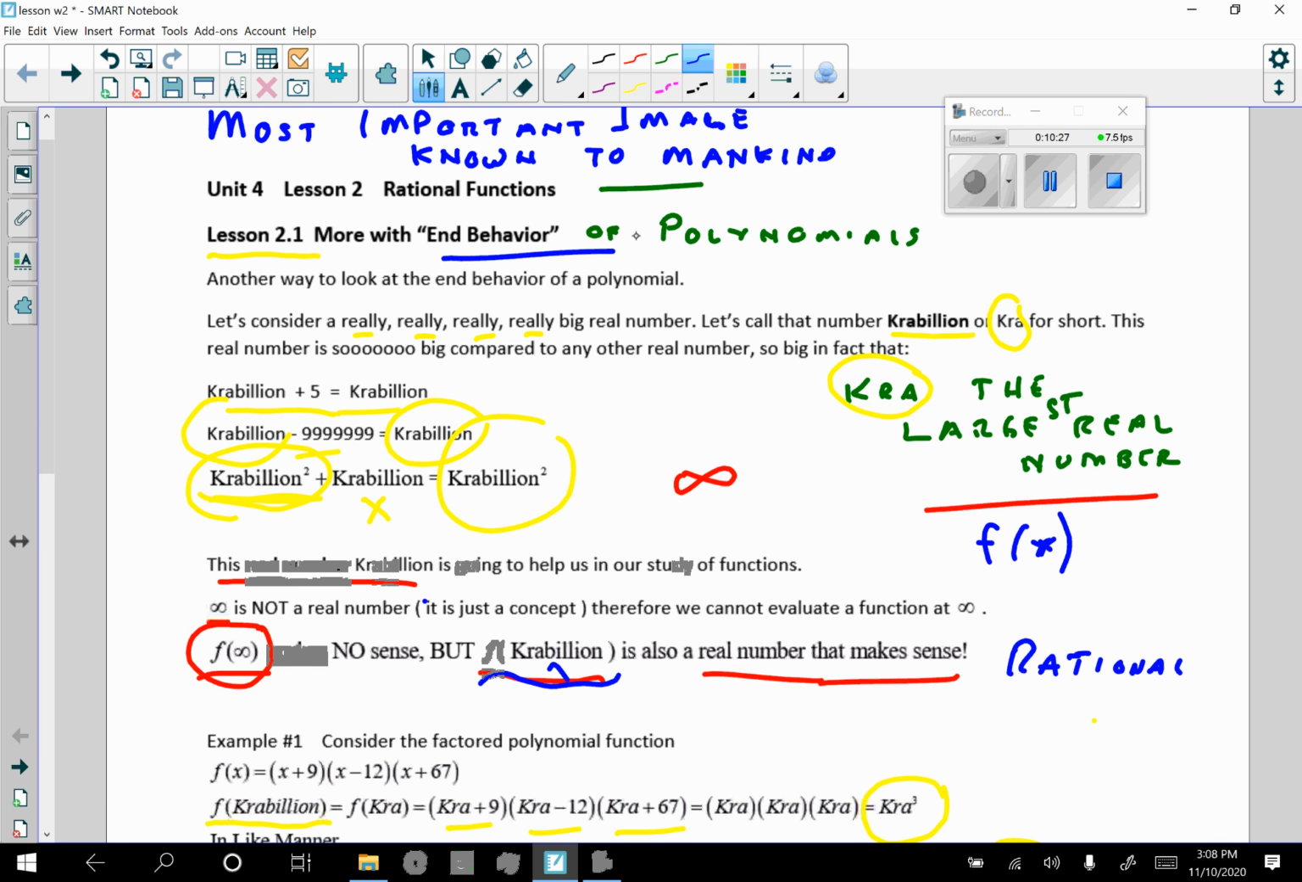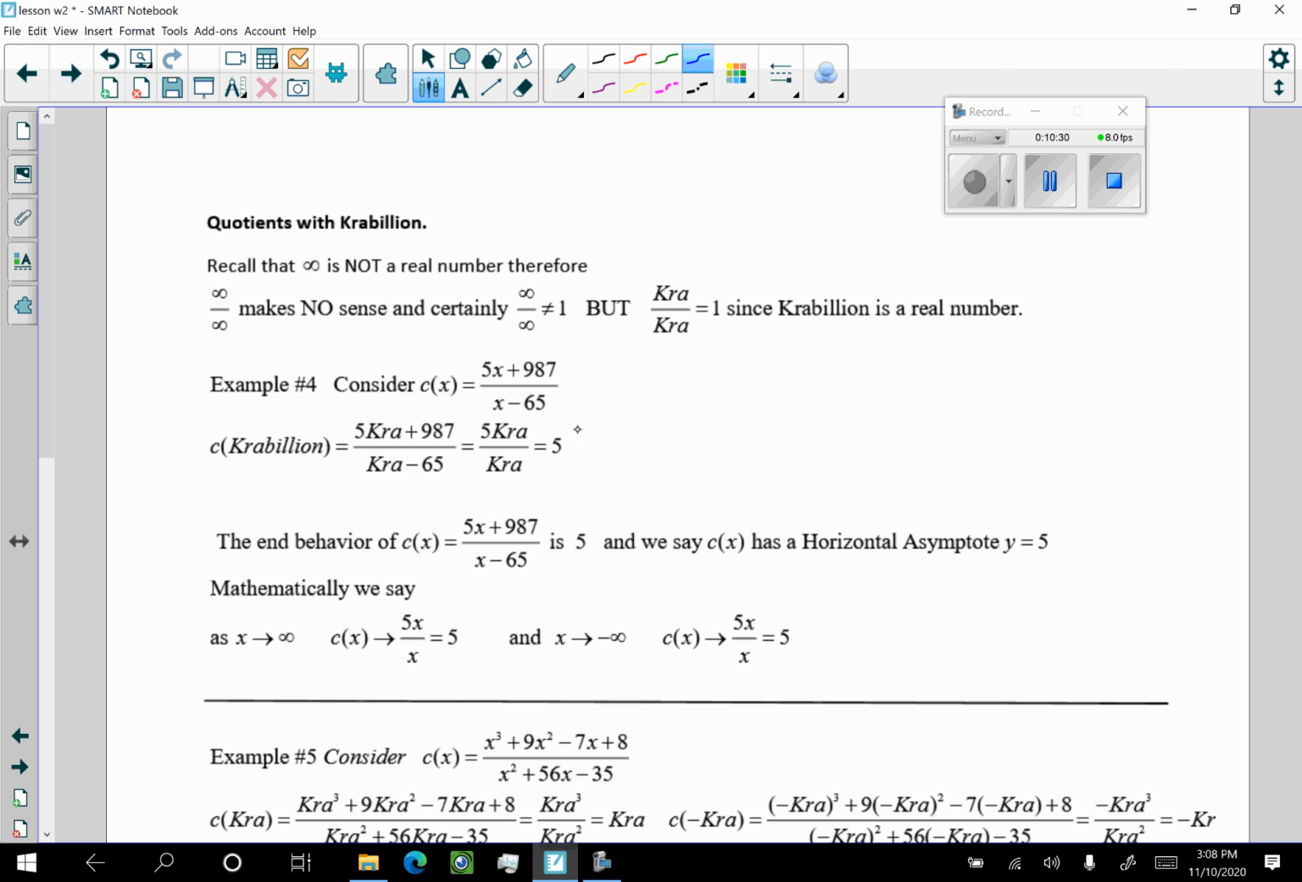Let's get on to the essence of this lesson, which is this, ladies and gentlemen, the reason why I developed kerbillion. It's because there was a lot of misconception out there that infinity over infinity was equal to 1. Well, infinity over infinity does not equal 1 because there's different sizes of infinity. That's for a different math class. What you need to realize is that infinity over infinity does not equal 1, but kerbillion over kerbillion does equal 1, since kerbillion is a real number.